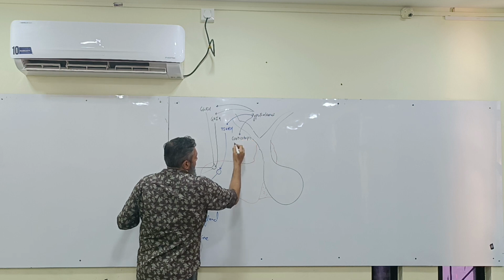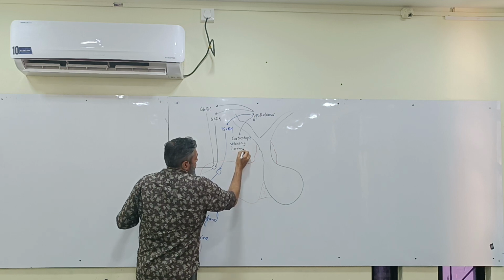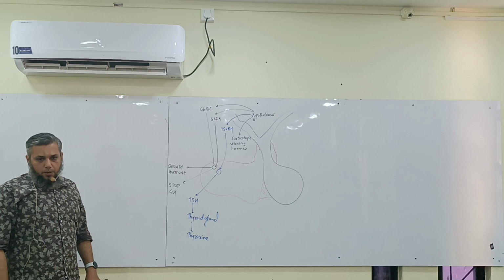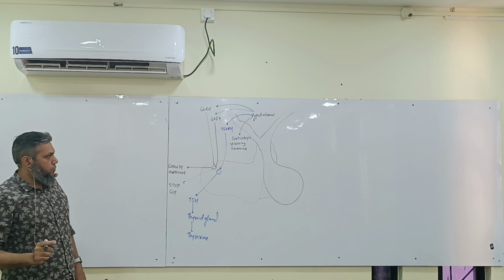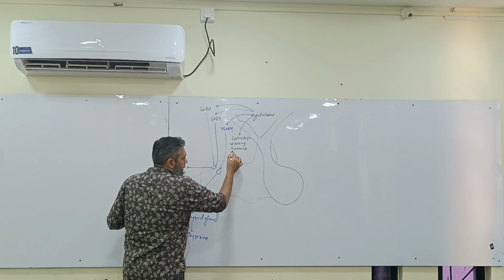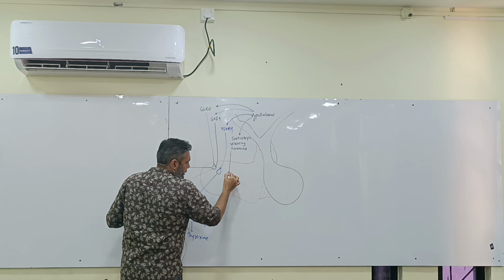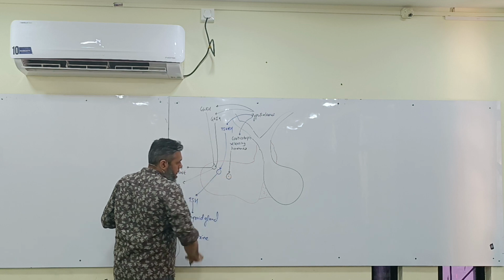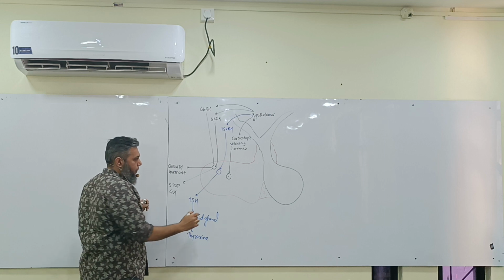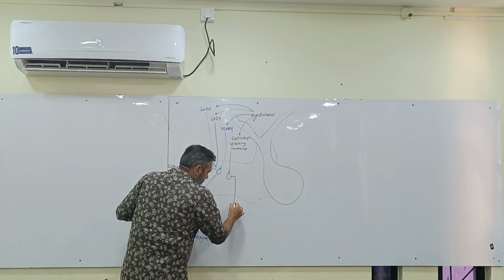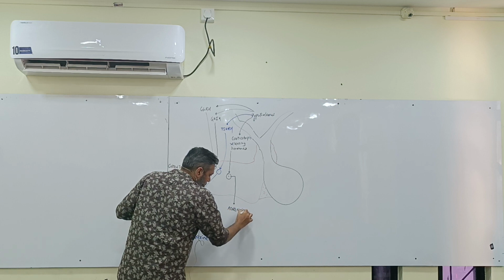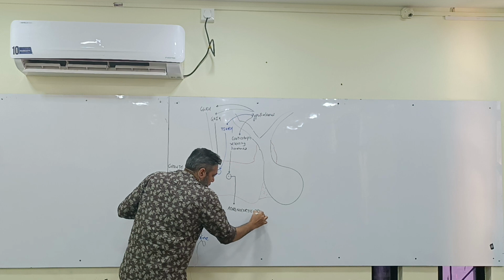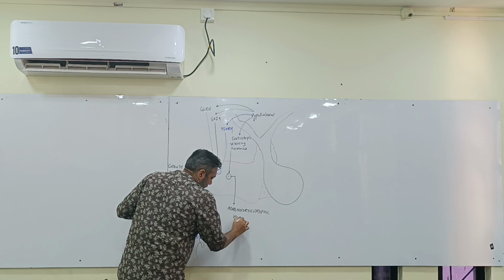Then the next group of hormones from the hypothalamus would be corticotropin releasing hormones. Name of the hormone is corticotropin releasing hormones. These corticotropin releasing hormones, they will act on the pituitary gland, and the pituitary gland will secrete adrenocorticotropic hormone.